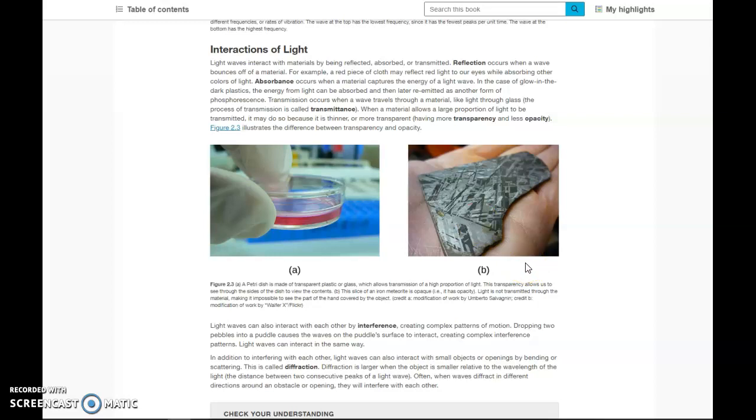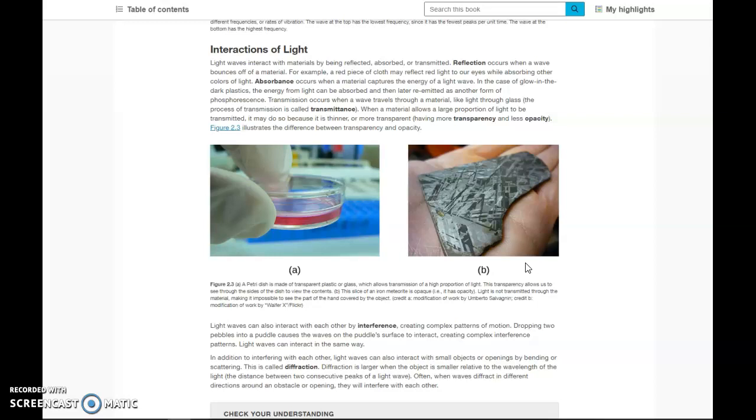Reflection is when light comes in and it bounces off of a material. And when we see color, we are seeing these reflections. So if we see something that is red, essentially what is happening is that the portion of the visible light spectrum that is red is what is being reflected and bouncing off of that substance into our eyes, and the other colors are being absorbed.